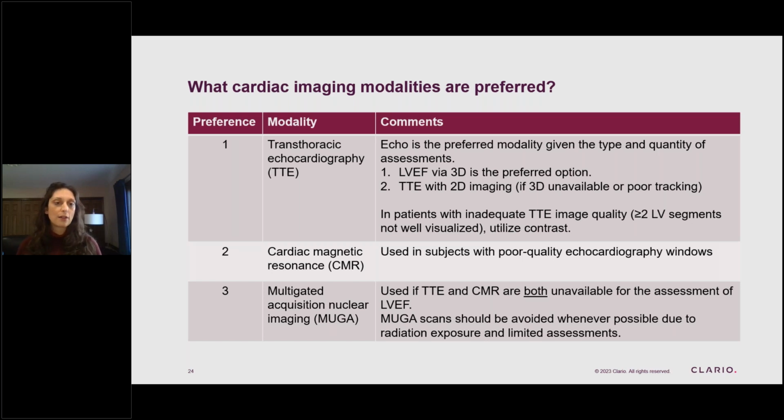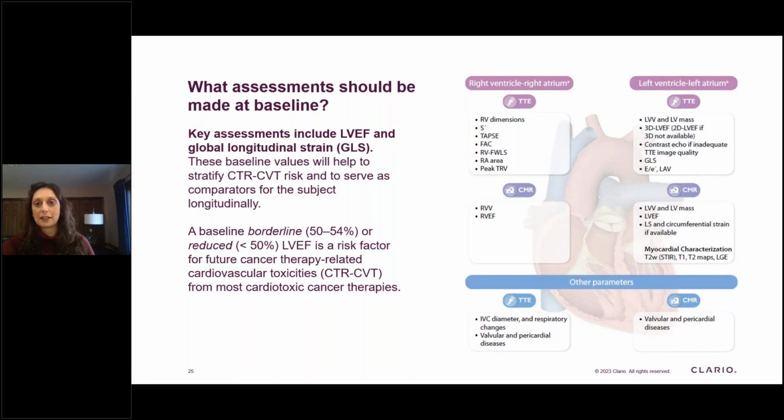And of course, in clinical trials, the technique that you want to use needs to be available across all of your sites with local expertise in applying that methodology. And the same imaging modality needs to be used throughout the entire study to eliminate inter-technique variability. So on the next slide, we'll look at the assessments that should be made at baseline.